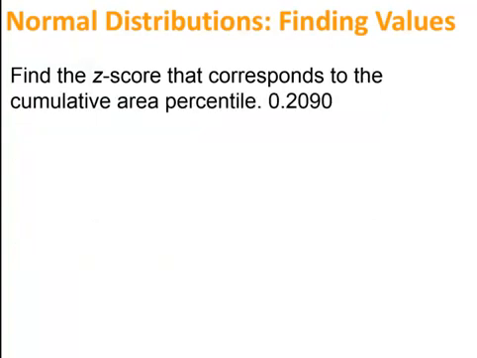Pause and try. You should have gotten a Z-score of negative 0.81. Pause and try. You should have gotten a Z-score of 2.39. Pause and try. You should have gotten a Z-score of negative 1.04.